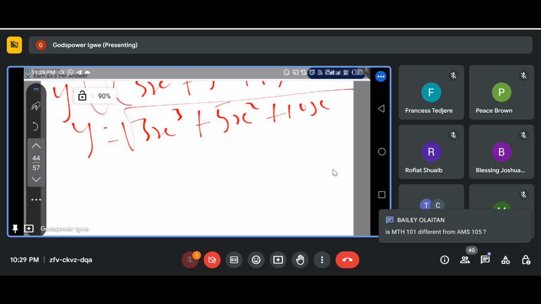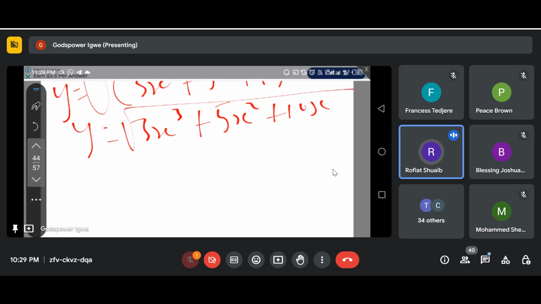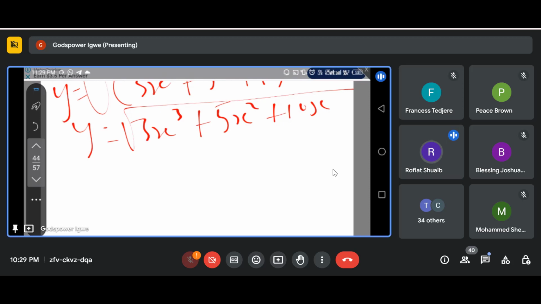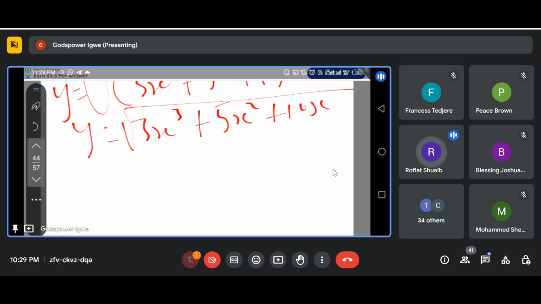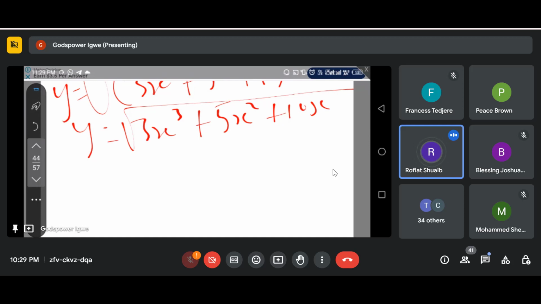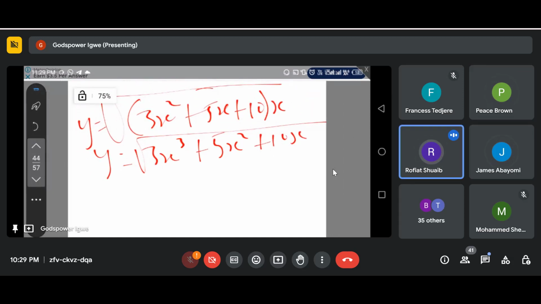I don't know what to do. If we pick x out, or we square the y so that we can cancel the square root.